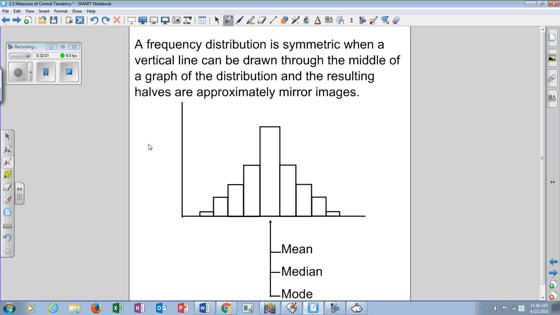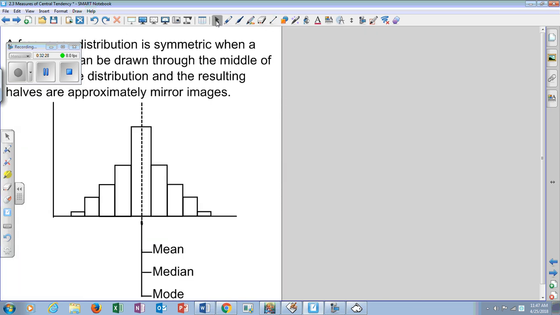Now this isn't in your notes, but I want you to see it. Maybe draw it out on the back of the sheet of paper or something. A frequency distribution is symmetric when a vertical line can be drawn through the middle of the graph of the distribution and the resulting halves are a mirror image. So if I took this and cut it in half perfectly, then this half matches this half perfectly. That's not going to happen all that often, but occasionally it will.